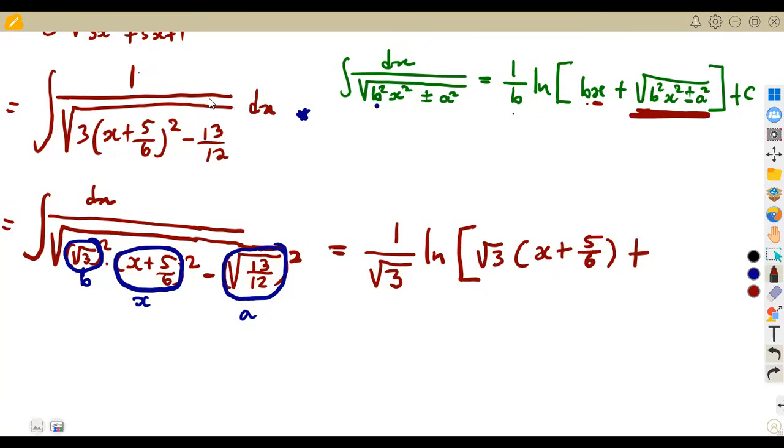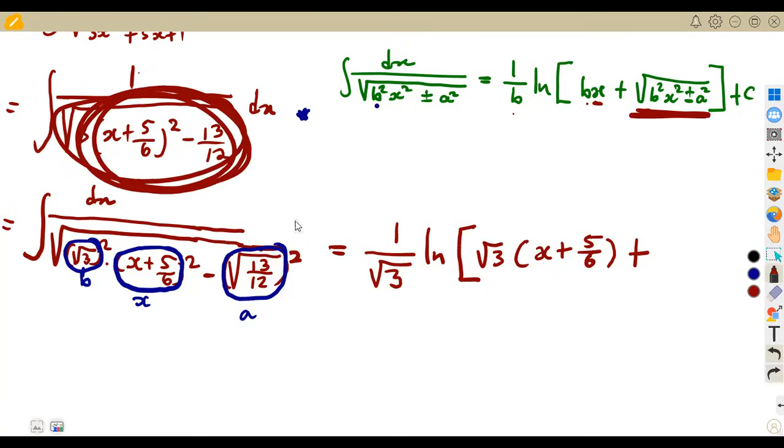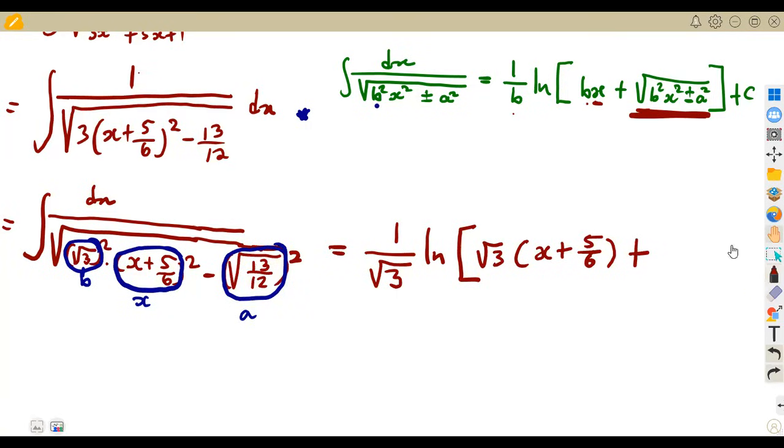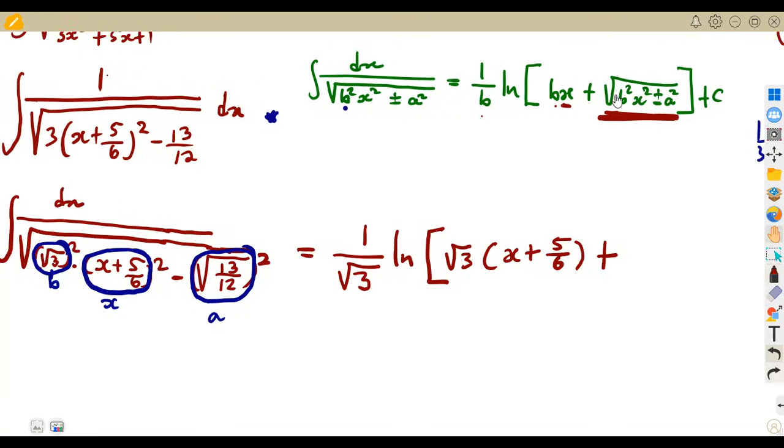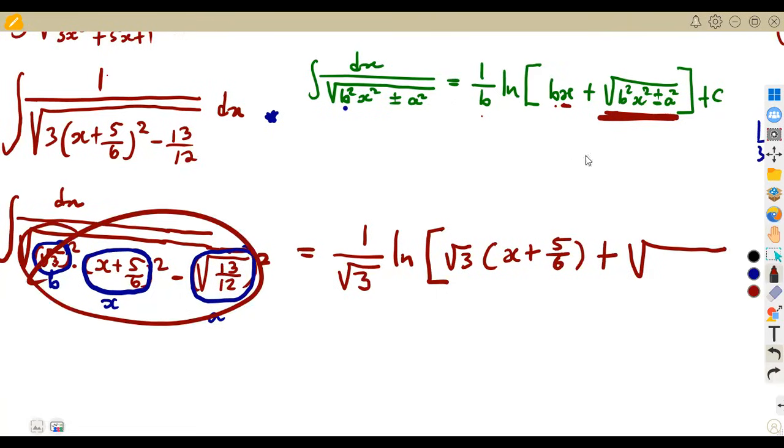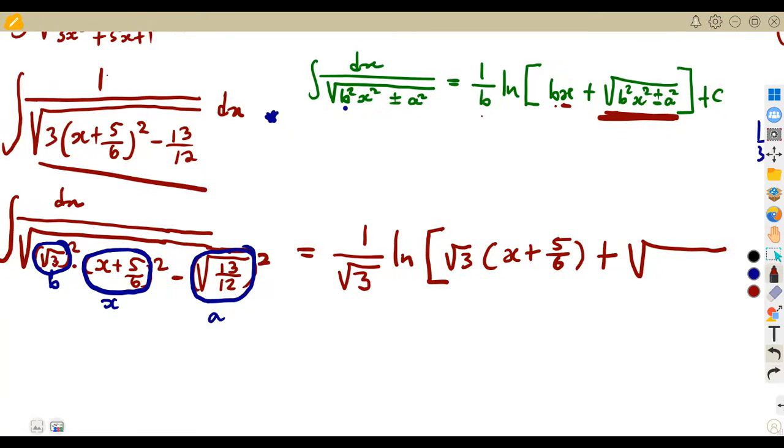So we are just going to rewrite this square root as it was before. We are not simplifying anything there. It's a rewrite. We are just taking the square root, but instead of writing this one, which is not simplified, write the one that is simplified. So it's going to be the square root of 3 into x plus 5 over 6. So this is x plus 5 over 6 here, so it's going to be x plus 5 over 6 squared.